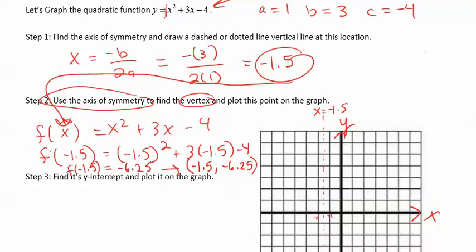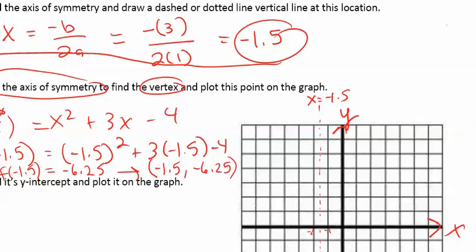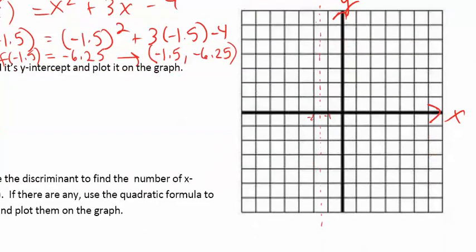So I'm going to zoom in a little so that I can actually graph that point. And if it's negative 1.5, I know it's on this line, and then the y value is negative 6.25. So I'm going to go down 1, 2, 3, 4, 5, 6, and negative 6.25 is about a fourth of the way after negative 6. So it's about there. Okay, so now I have my vertex.